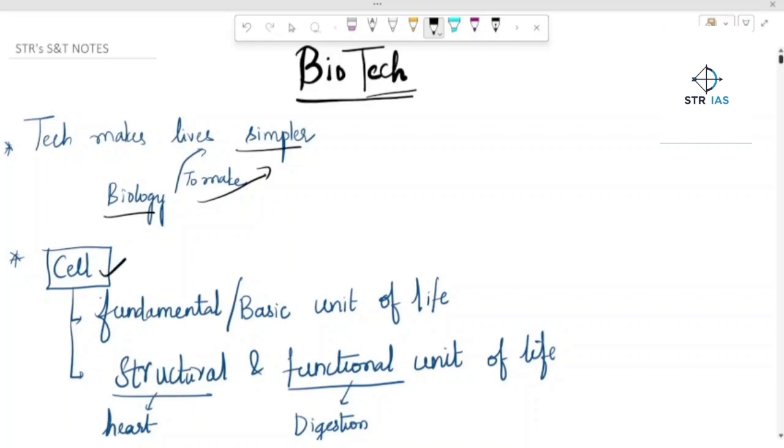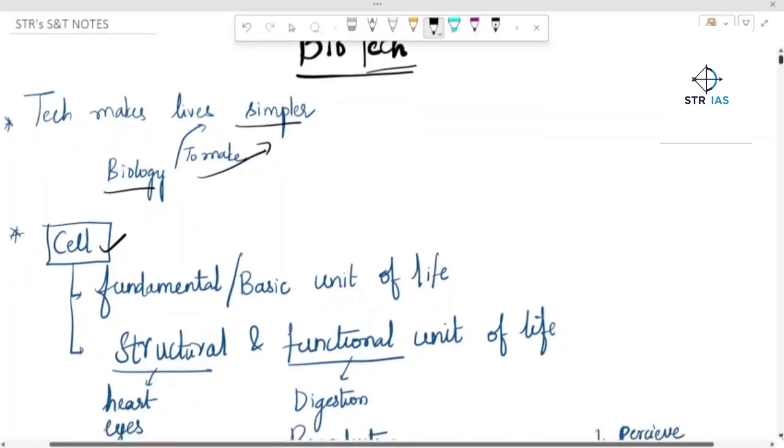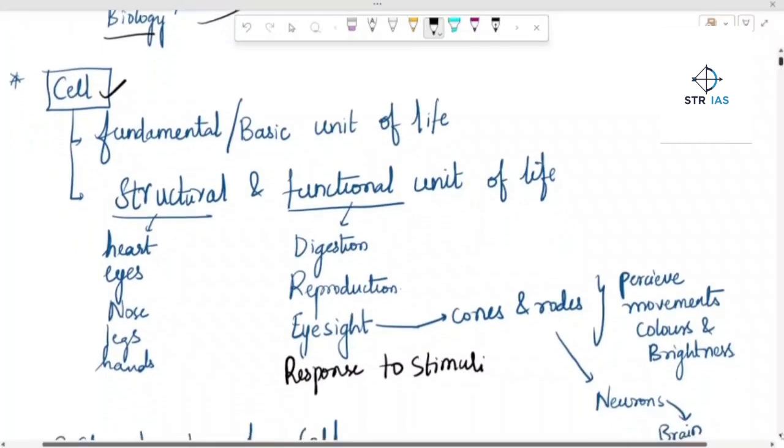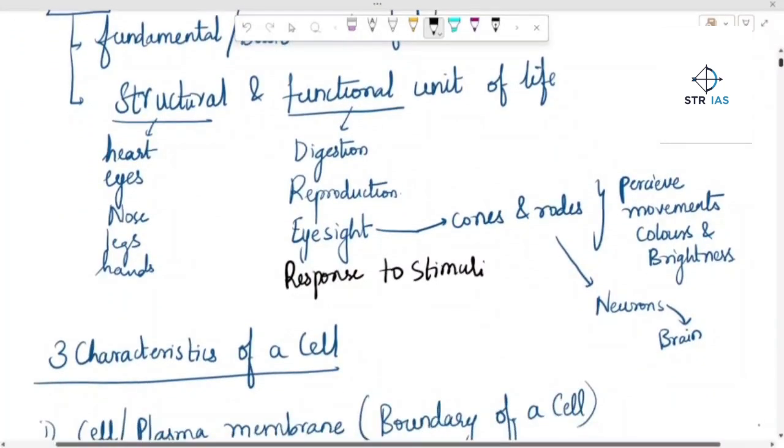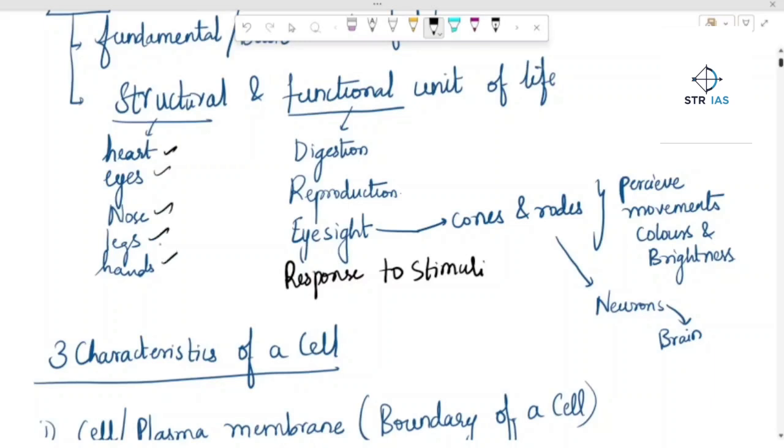the cell is the basic or fundamental unit of life, and the cell is also called a structural and functional unit of life. Why structural unit? Because it will be making every structure in our body or in any organism. For example, in human beings, it will give structure to heart, eyes, nose, legs, and hands, whatever things are there. And functional unit because it performs the functions like digestion, reproduction, eyesight.